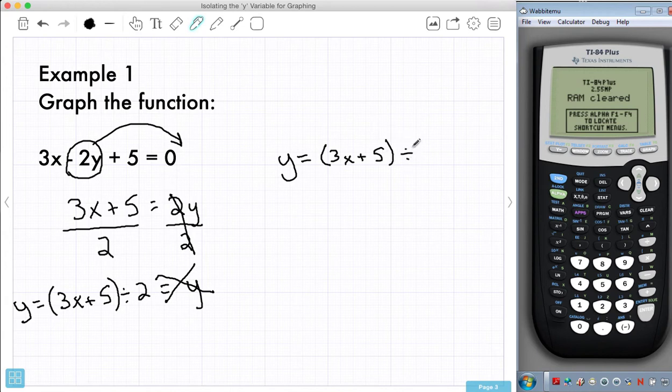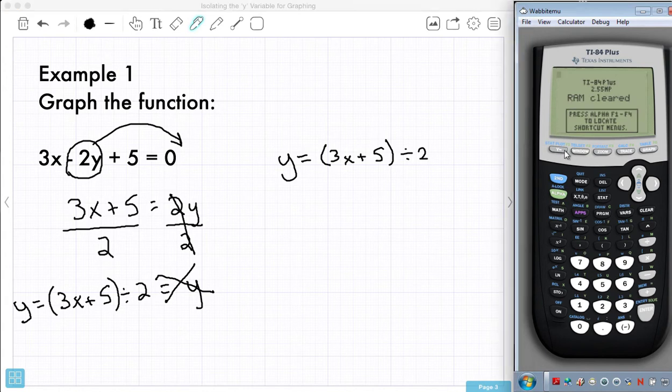So we've got this equation, y equals, in brackets, 3x plus 5, divided by 2. So I'm going to go to my calculator, I'm going to press y equals, and I'm going to type in bracket 3x plus 5, end bracket, divided by 2. And when I hit graph, there's my graph.